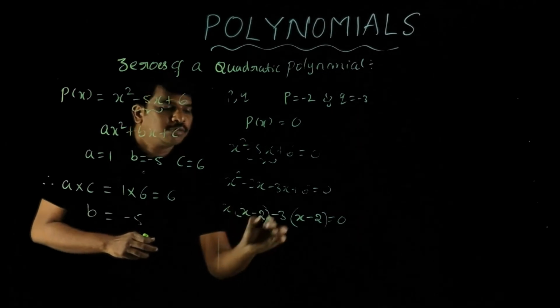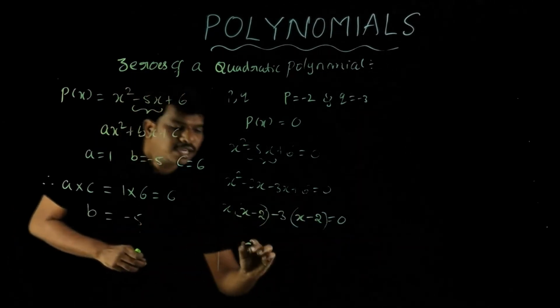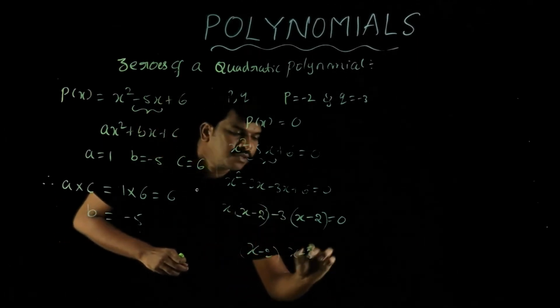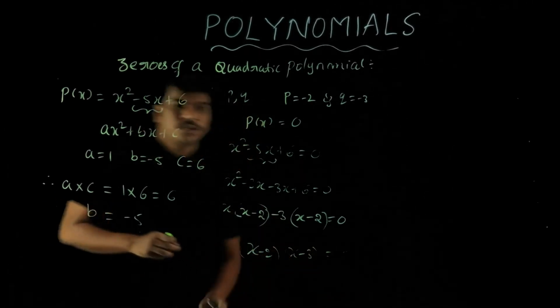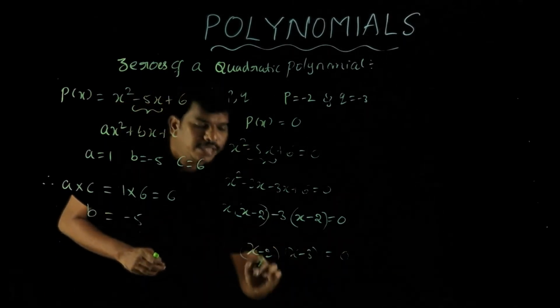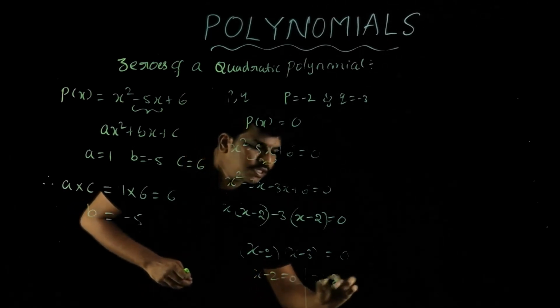Observe now, x minus 2 is common here. By taking x minus 2 as common, we will get x minus 3, which is equal to 0. Observe here, the product of these two terms is equal to 0, means either x minus 2 is equal to 0 or x minus 3 is equal to 0.